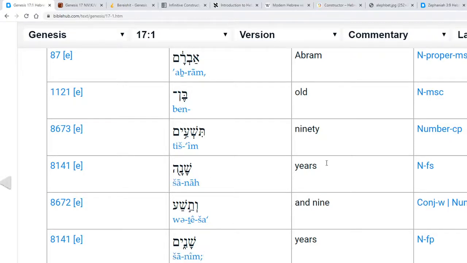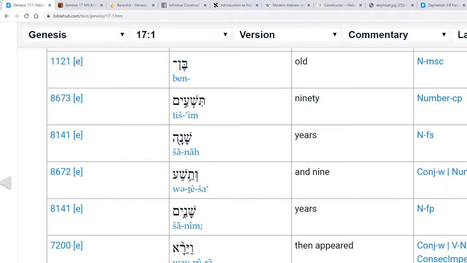Here it's in the singular. So it says noun, feminine, singular. The word year is feminine in Hebrew. Every noun has a gender in Hebrew, and this is the feminine, okay? Vetesha, so again, the conjunctive vav is the prefix. Tesha is 9, right? So Tishim Shana, 90 year, with the singular year. Vetesha Shanim, and 9 years.